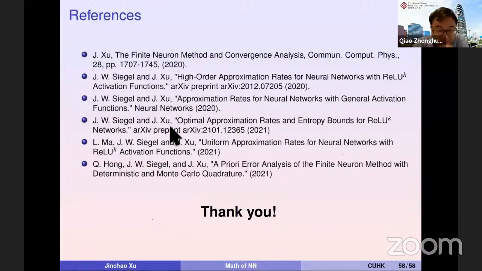Can I ask a question on the adaptive finite element method? That's very useful for some problems with similarities. But for this neural network method, do you have some comment on this kind of adaptive finite element application?